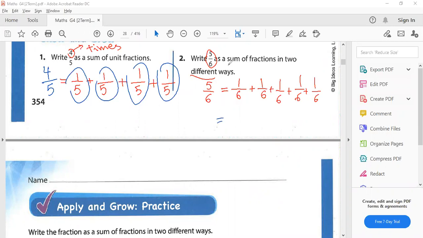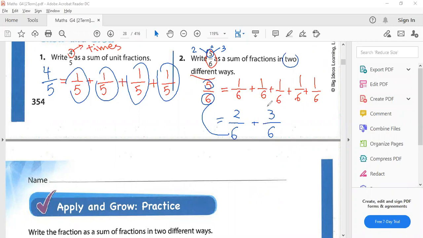What is the second way? We need two different ways. We can make this 5 as 3 plus 2, right? Just make it simply as 2 plus 3. This is about this 5. And what about down? We have down 6. So let's put 6 here and 6 here. So we have 2 over 6 plus 3 over 6.